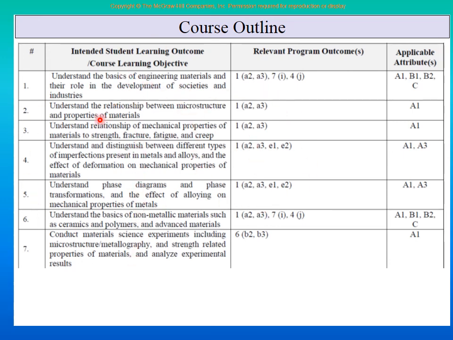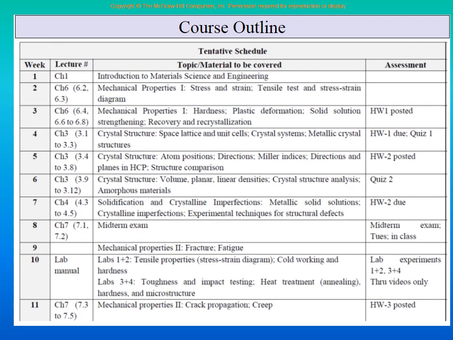You can go through this: understand the relationship between microstructure and properties of materials, understand the relationship of mechanical properties of materials to strength, fracture, fatigue and creep and so on. So these are the objectives of my course, and according to SQU attributes and according to ABET, these cover these things, right? So this is what it is, and we are now giving you the weekly schedule.